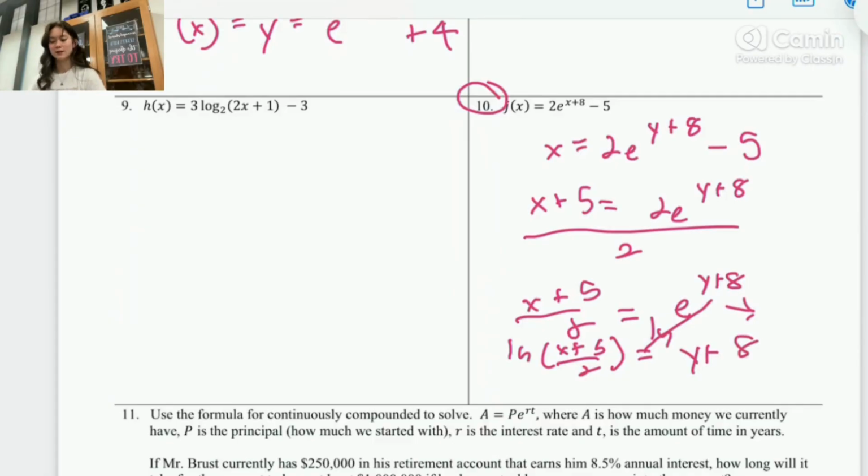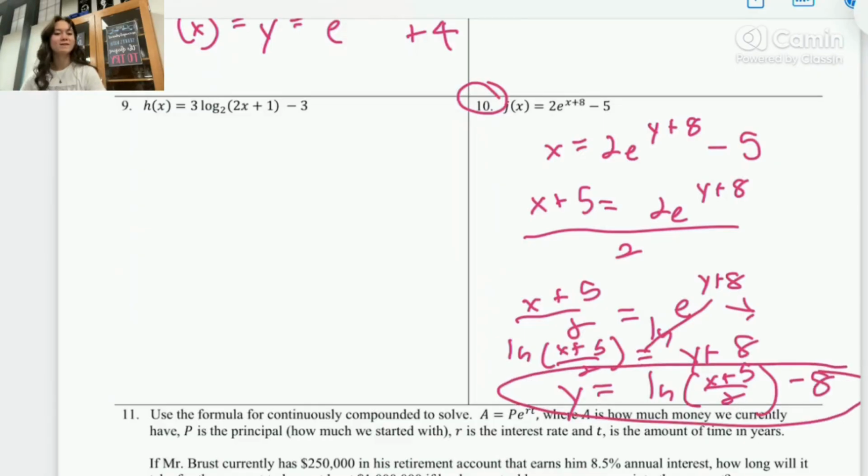And then your final answer will be y equals ln of x plus 5 over 2. And when you bring the 8 to the other side, that'll get you negative 8. There we go. Hope that was helpful.